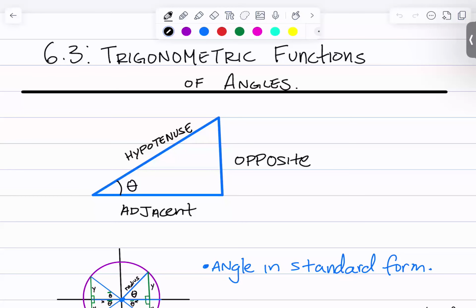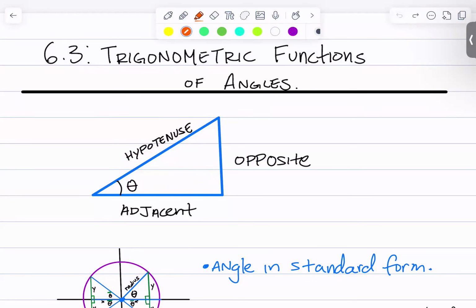Okay, welcome everyone. This is 6.3 on trigonometric functions of angles. So what we know so far is if this is the angle in question, the side opposite that angle is called the opposite side. The longest side is your hypotenuse, and the side next to that angle is your adjacent side, right? So we know those labelings.